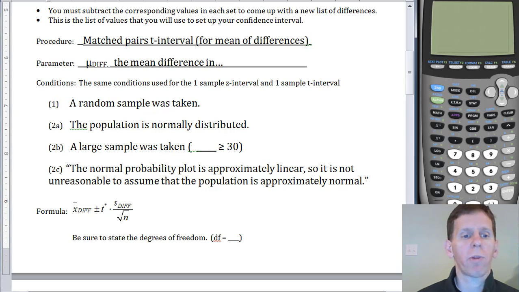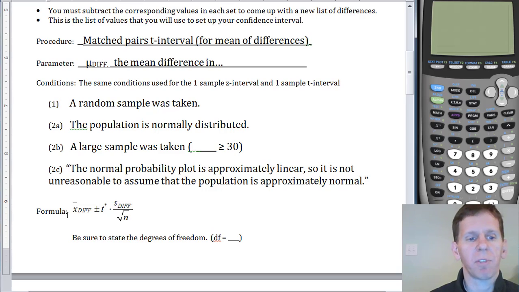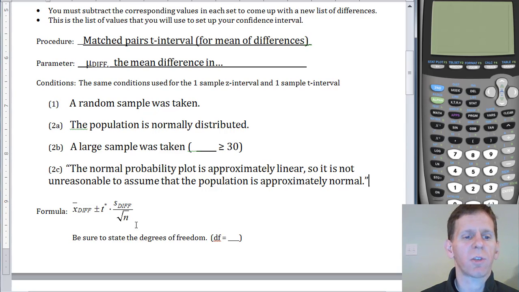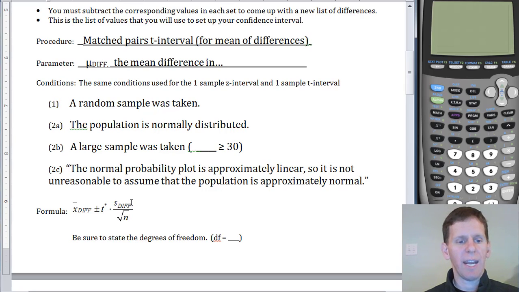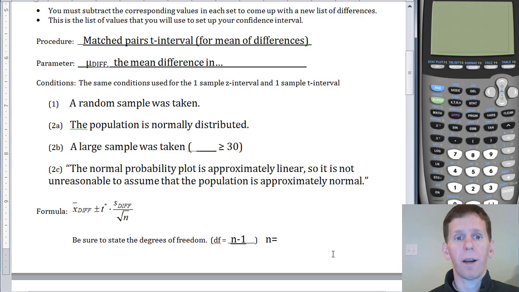The formula we're going to work with today is similar to the one sample t-interval formula that we used in the past. It says x bar diff plus or minus t star times s diff over the square root of n. So we're going to be looking at a mean and a standard deviation of differences. Those are abbreviated x bar diff and s diff. In your third step, besides listing the formula, be sure and state the degrees of freedom. The degrees of freedom are still found by taking n minus 1, where n is the number of pairs or the number of differences in your list.